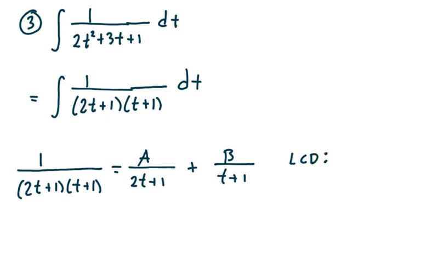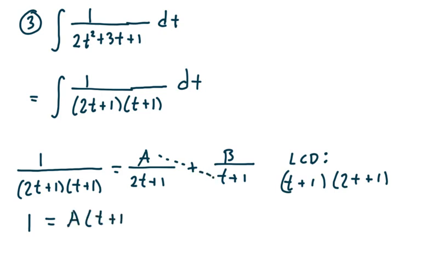My LCD is t plus 1 times 2t plus 1. And I'm going to multiply both sides by that LCD. And when I do, I get 1 equals a times t plus 1 plus b times 2t plus 1, like this.